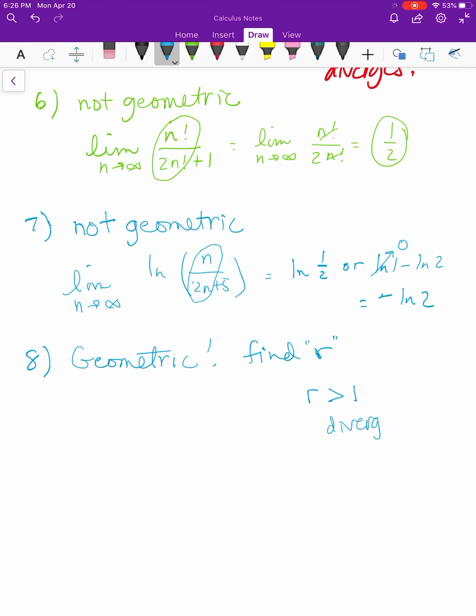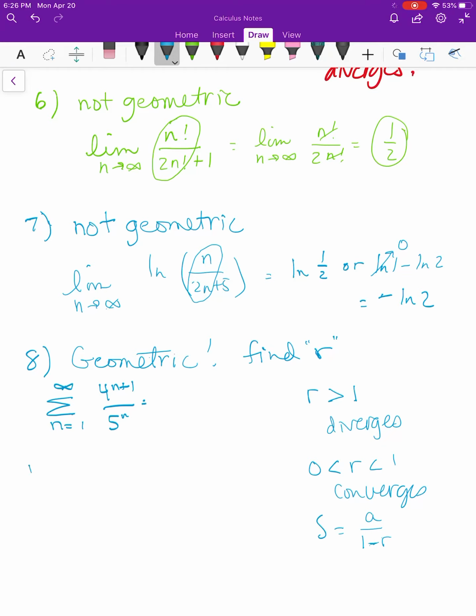Number 8, this one is geometric. Okay? When you have geometric, you want to find r. Find your r, because once you find r, you know that if r is greater than 1, it diverges. And if r is between 0 and 1, it converges, and we actually know what it converges to. A over 1 minus r. So your first term over 1 minus r.